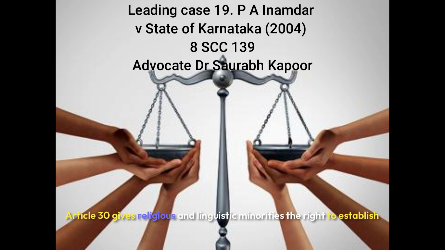Article 30 gives religious and linguistic minorities the right to establish and administer educational institutions of their choice. The use of the words "of their choice" indicates that even professional educational institutions would be covered by Article 30. Whether the admission of students to minority educational institutions, whether aided or unaided, can be regulated by the state government or by the university to which the institution is affiliated.